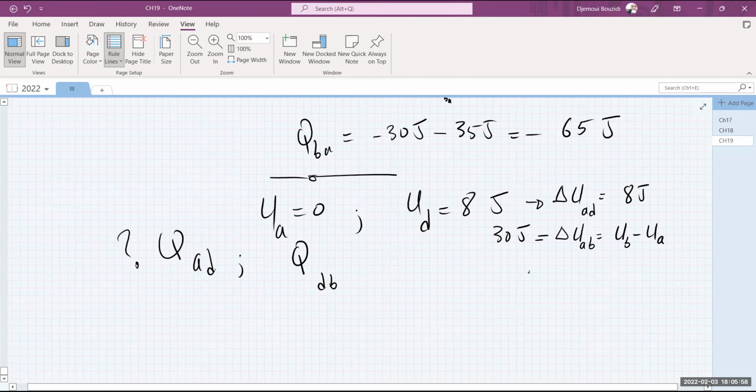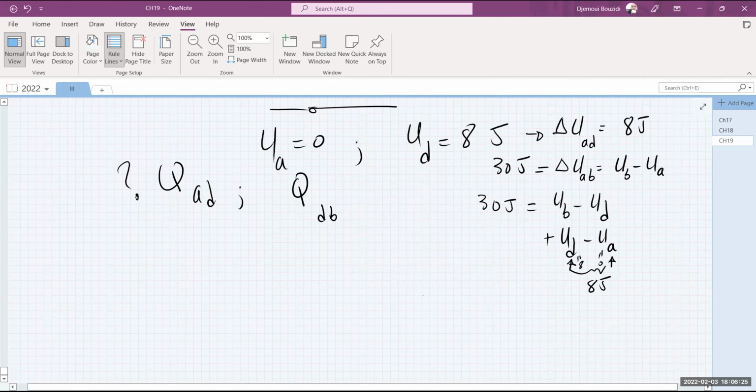But I write it in this case as UB minus UD plus UD minus UA. Well, UA is 0, UD is 8. So this is 8 joules, because this is 0 and this is 8, okay? And this is 30 joules. So clearly, delta U from B to D only is 30 minus 8, and that is 22 joules.